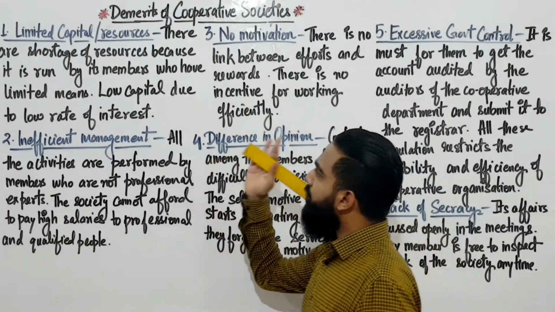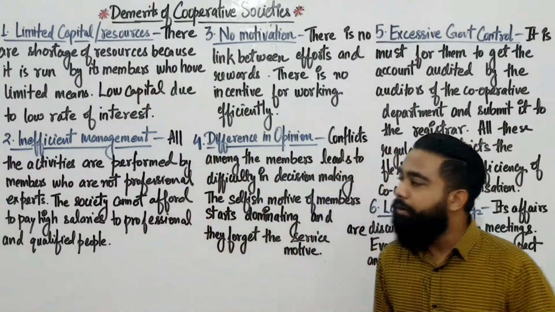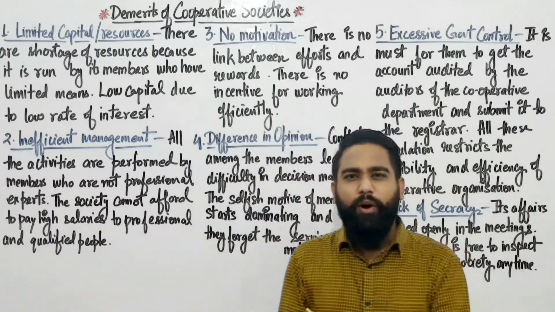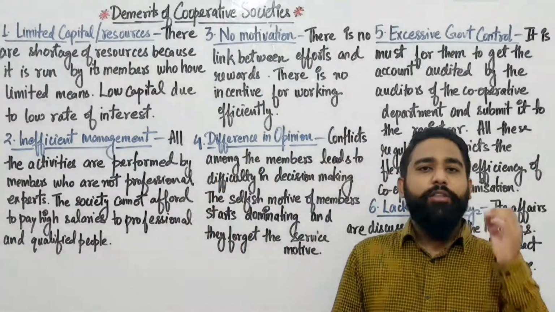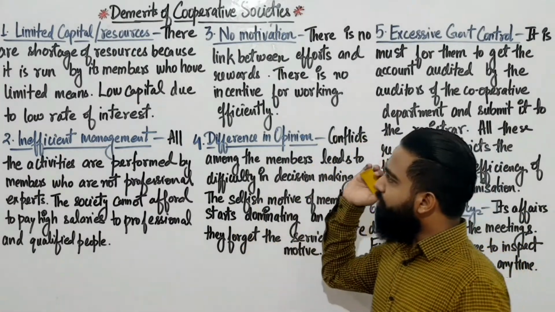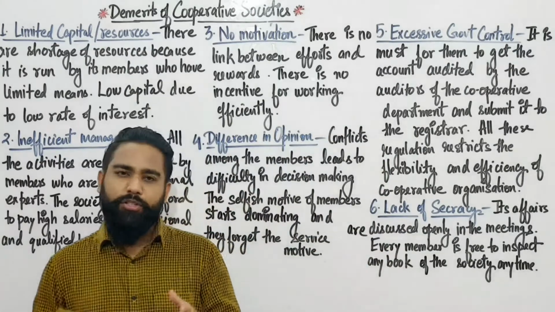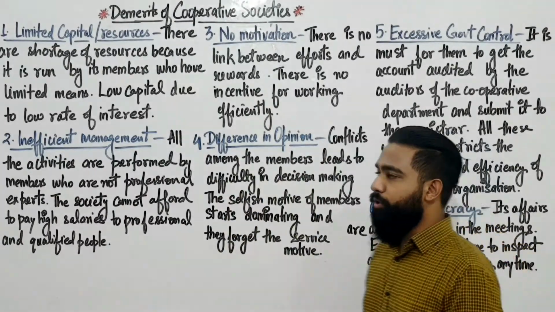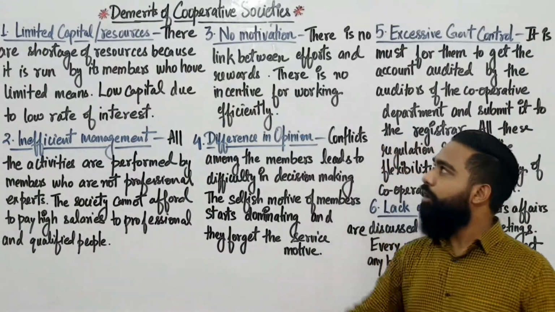Now there is a shortage of resources because it is run by its members, and those members already have limited means. All those small people who have a very small source of income collectively come together and run the cooperative society. So they don't have that much amount. Even collectively they don't have that much amount. So low capital is also there, because they don't get the higher interest rate. They get the low interest rate for the capital contribution. They don't get higher rates. So there is limited capital or limited resources. That is your first demerit.